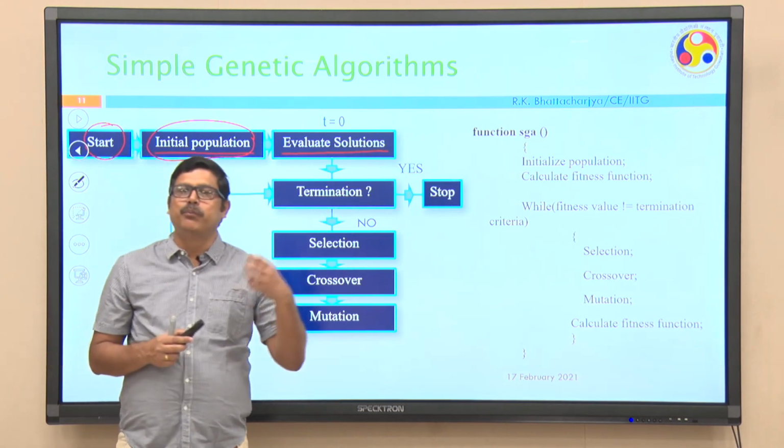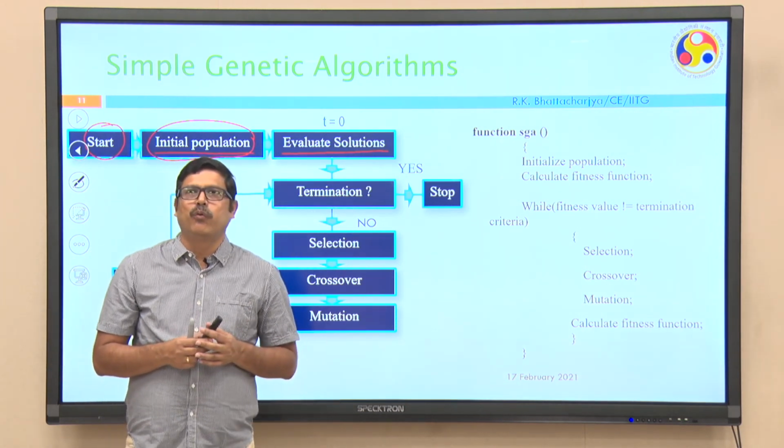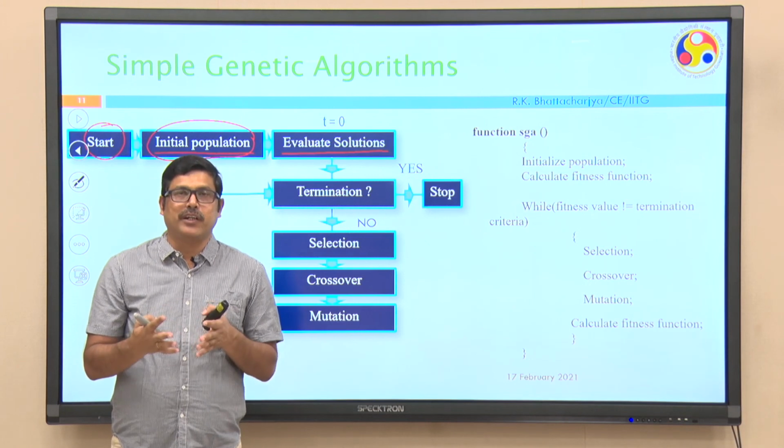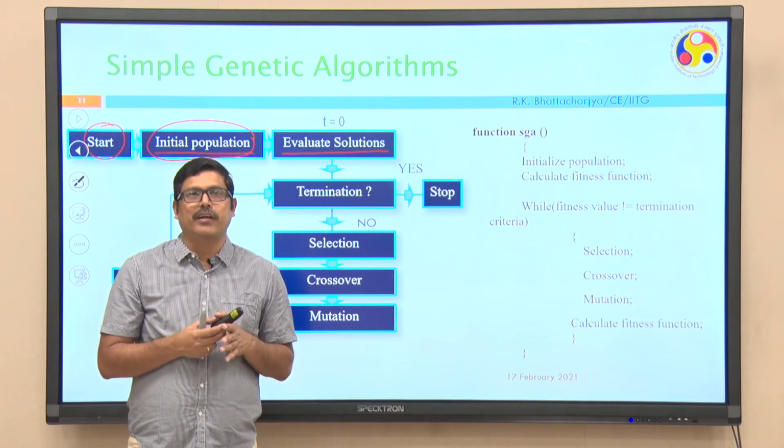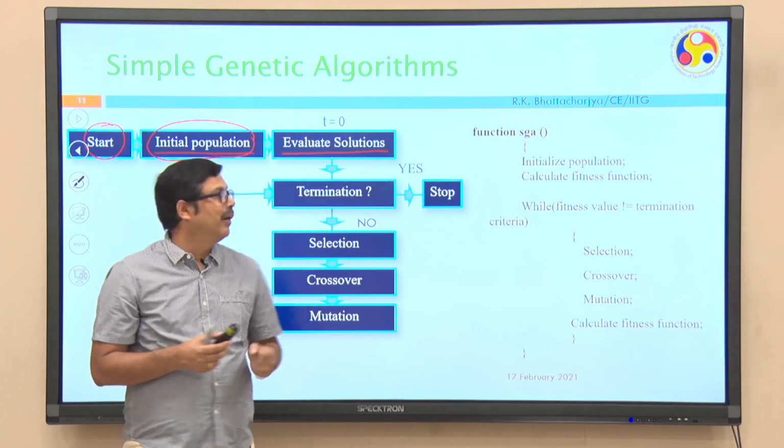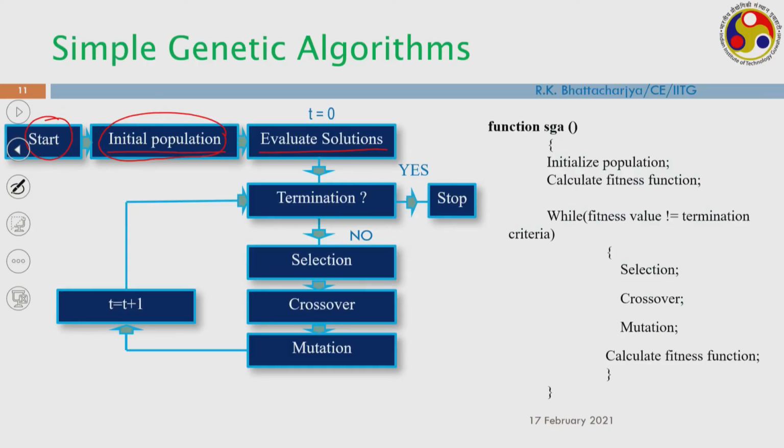You are trying to put a number which will show whether that solution is a better solution or an inferior solution. So, you are trying to quantify that using a number, and we call it evaluate solution. I will discuss how you can assign a fitness value to this particular solution. And after evaluation, what will you do?